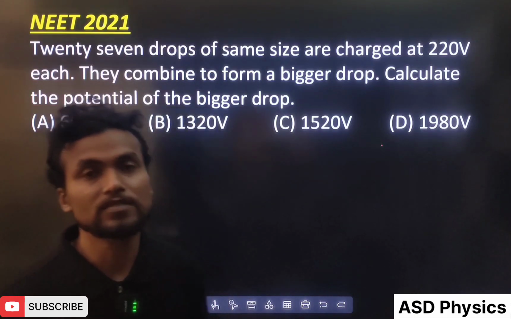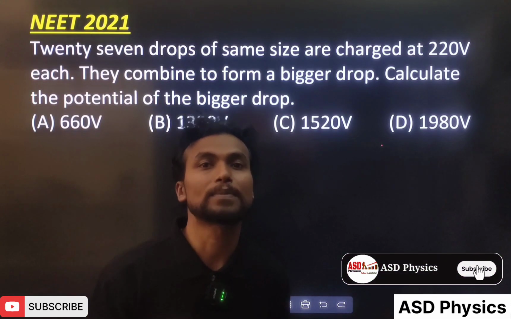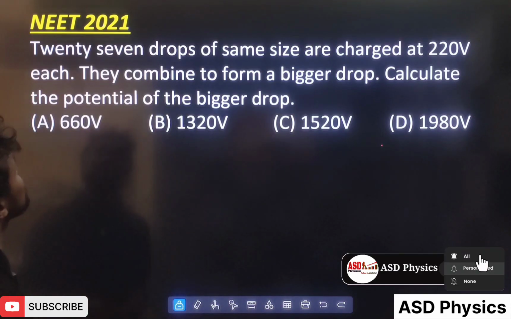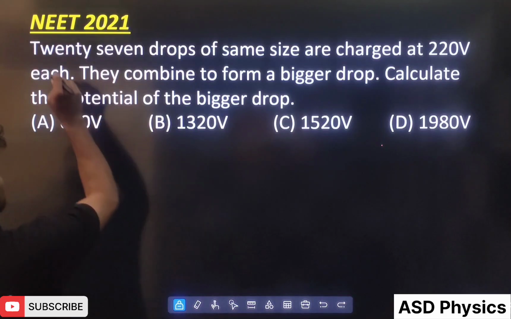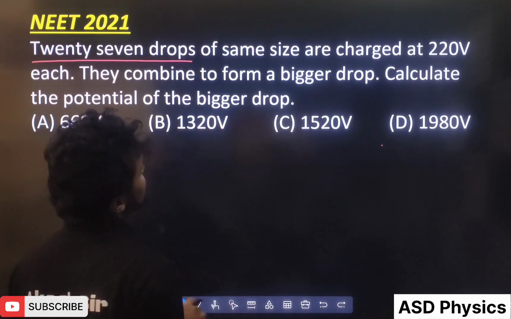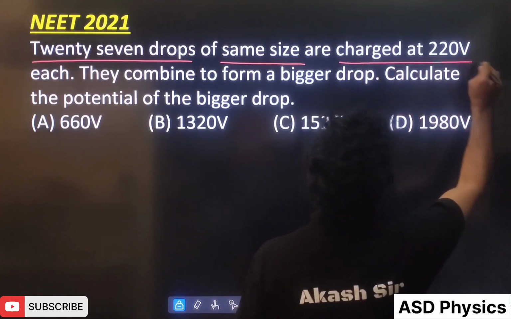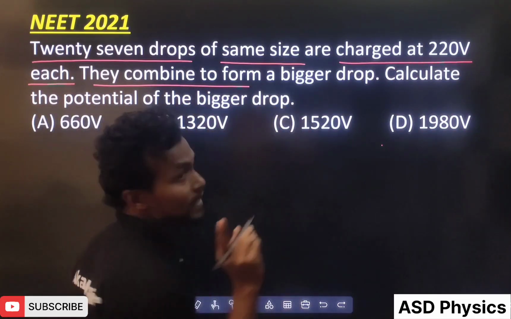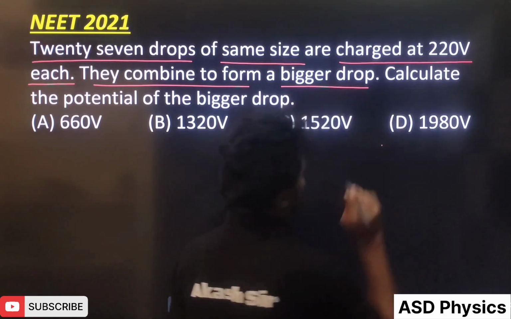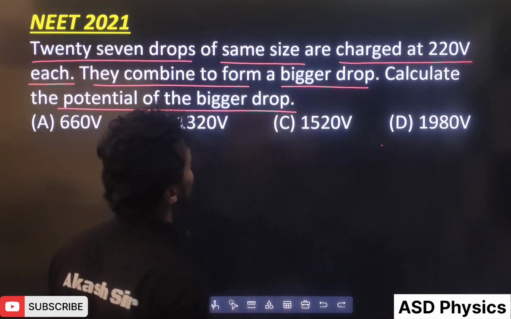So students, in this video we are going to solve the questions from the chapter Electric Potential and Capacitance, and this question came in the year NEET 2021. So let's read the question. Here the question is: 27 drops of the same size are charged at 220 volt each. They combine to form a bigger drop. Now what we have to do? Calculate the potential of the bigger drop.